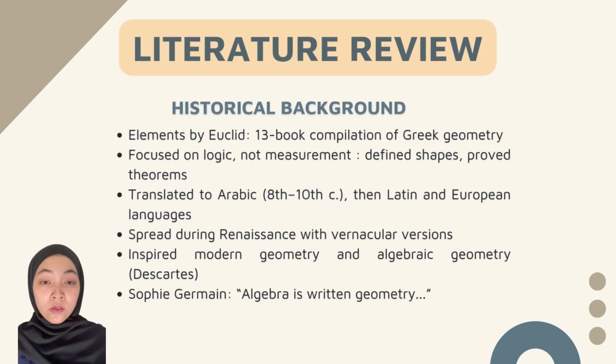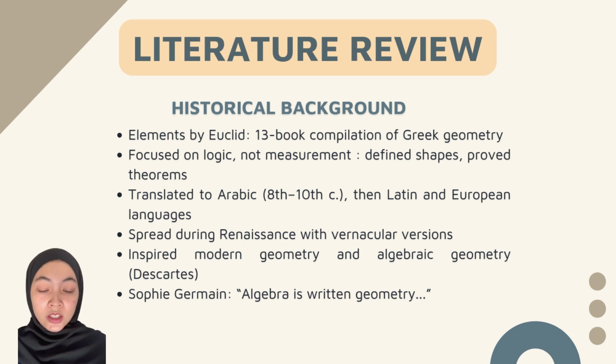Euclidean geometry is built on five basic postulates taken to be true without proof. Postulate 1: A straight line can be drawn between any two points. This defines the idea of a straight line as a connection between two distinct locations. Postulate 2: A terminated line can be extended indefinitely. In other words, a line segment can be stretched infinitely in both directions.